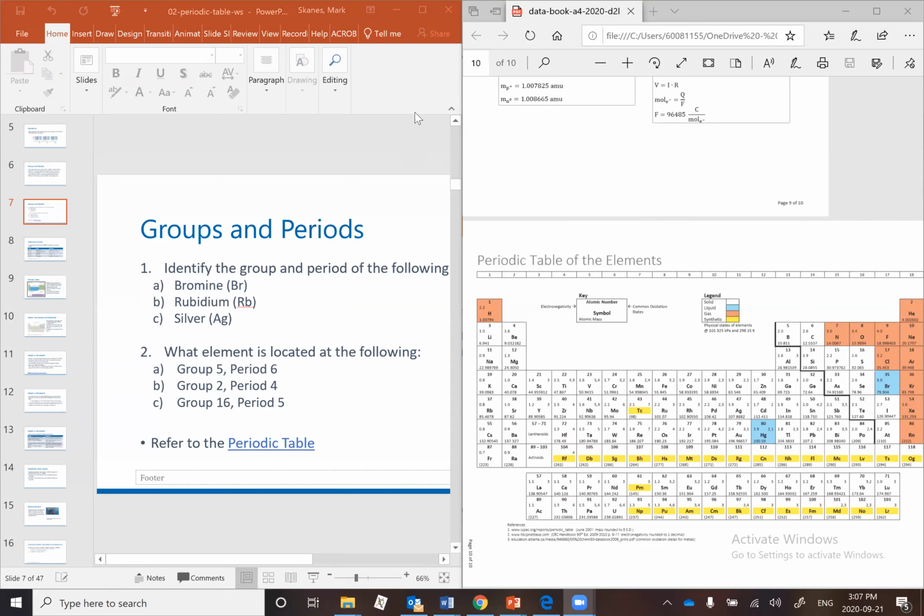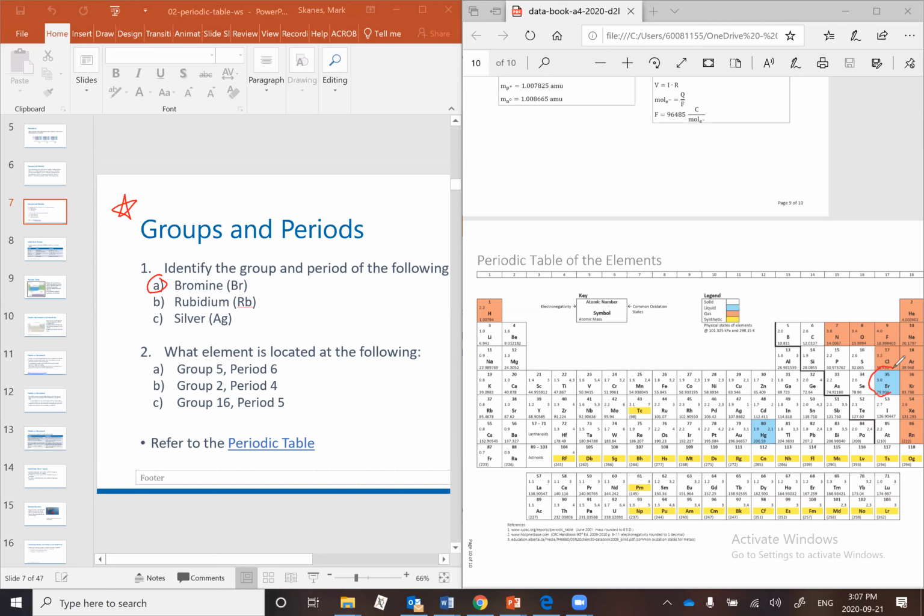Okay, so let's look at these questions and finish up for today. This, by the way, is a multiple choice question you might see on your test, so make sure you're paying attention. All right, bromine, 1A. If you can't see the full question, it says, identify the group and period of the following elements. All right, so bromine.